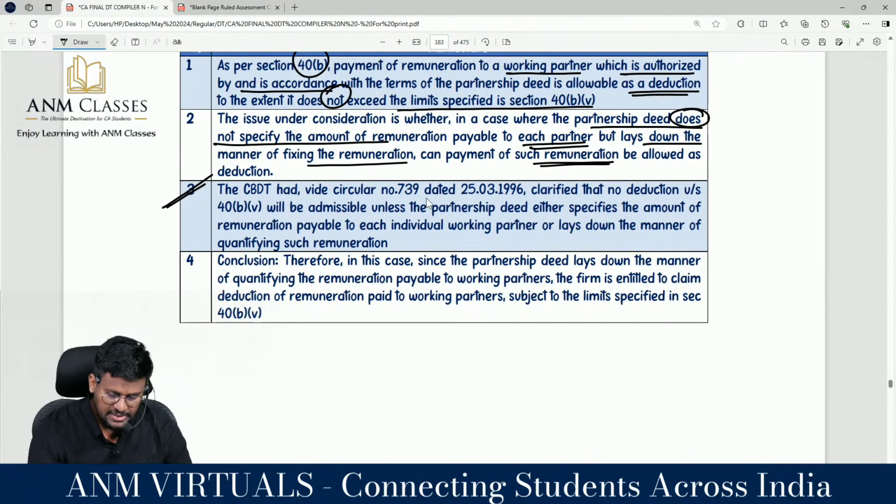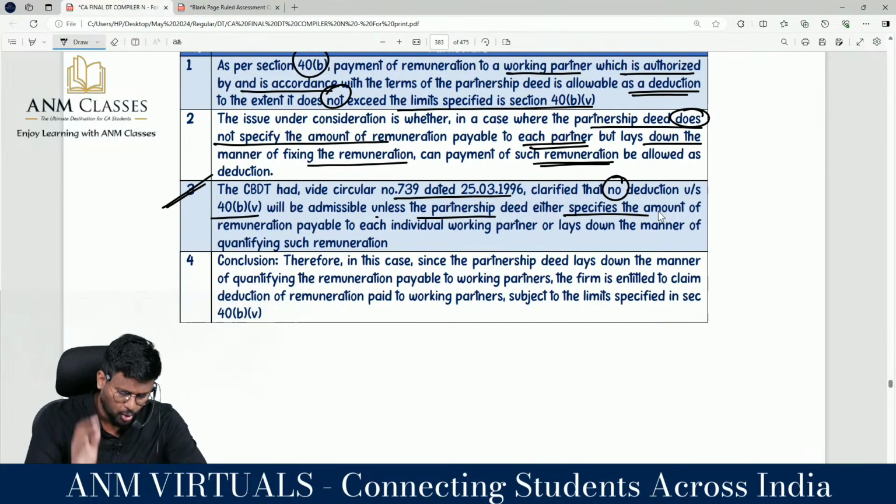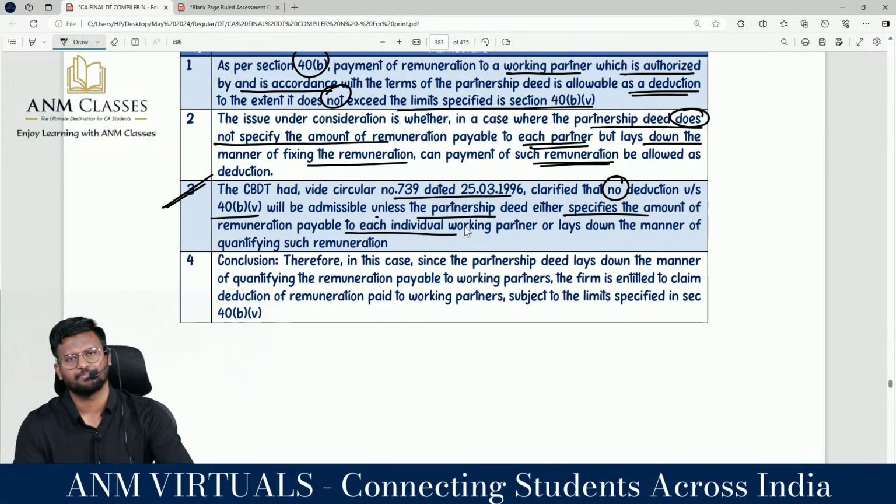CBDT vide circular number something clarified that no deduction under 40B subsection 5 will be admissible unless the partnership deed either specifies the amount of remuneration payable to each working partner.